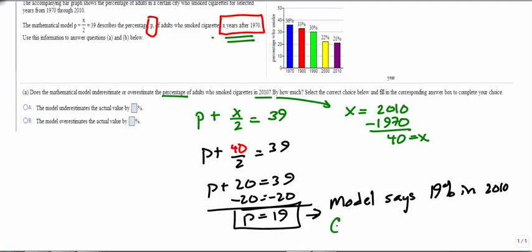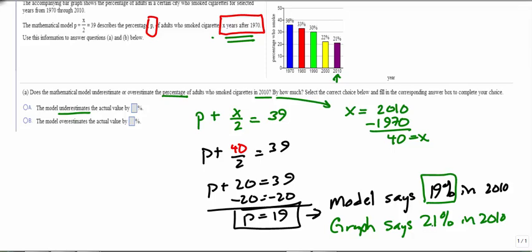The graph says, and this is the actual data versus our model, we're looking here at 2010, the graph says 21% in 2010. So if we look at what we have here, our model, it says the model underestimates or the model overestimates. Our model is lower than the graph, so we have underestimates the actual value. The difference between 21 and 19 is 2%. So the model underestimates the actual value by 2%. So that's our first question that we're looking at here.